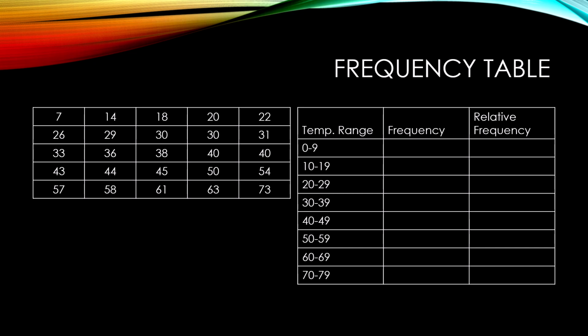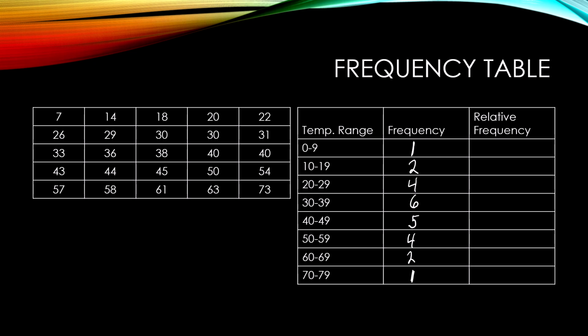I can see that there's one number between 0 and 9, it's that 7. Between 10 and 19, there are 2 of them. Between 20 and 29, there are 4. Between 30 and 39, there are 6. Between 40 and 49, there are 5. Between 50 and 59, there are 4. And then we have 2 in the 60s and 1 in the 70s. That's the frequency. That's how often they occur.